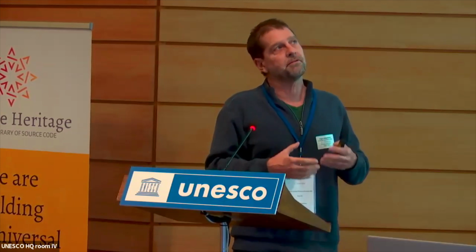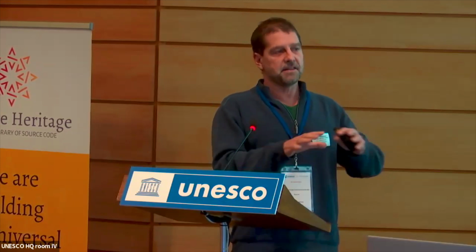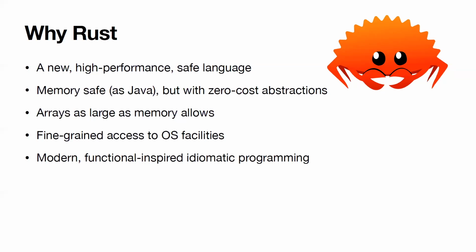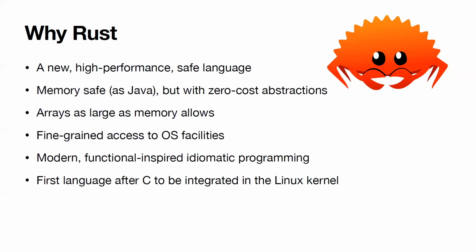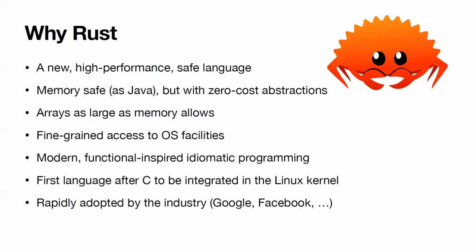It makes it possible for us to express very nicely the analysis we want to do on the graph, but at the same time, it's extremely fast and effective. It's also the first language last year to be integrated in the Linux kernel. It's the only language except C you can use in the Linux kernel. And it's being rapidly adopted by the industry. Like at Facebook now, if you write a binary, they suggest you to use Rust, not Python, not C++, and so on. So this is why Rust.